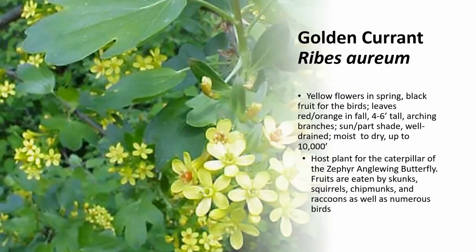Golden currant. I think if I was going to recommend one native shrub, I would recommend this, because it grows like popular ornamental shrubs, and it does what we expect a shrub to do, in that it has fragrant, beautiful flowers in the spring. It produces fruit that birds like, and human beings can eat it as well. And it will have beautiful fall color. It's a great plant. It's a host for the zephyr angelwing butterfly, and birds like the seeds.